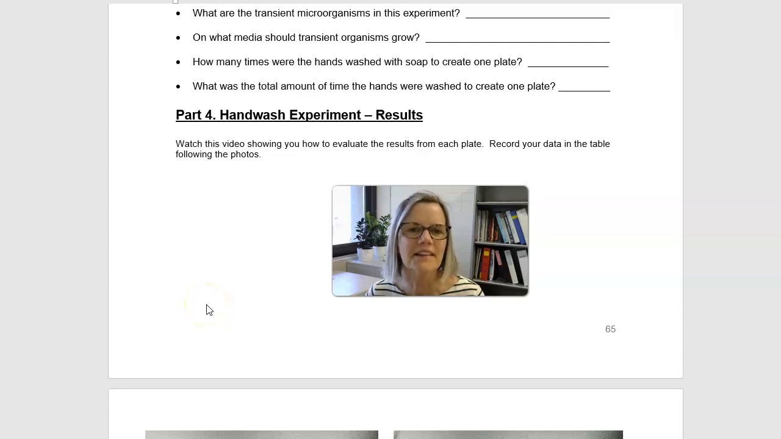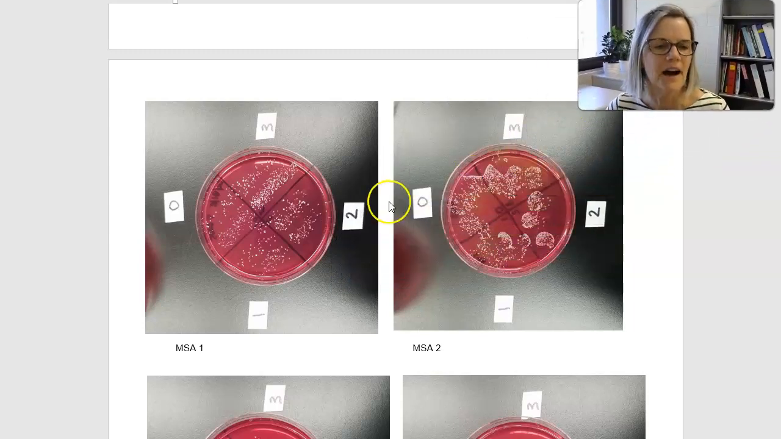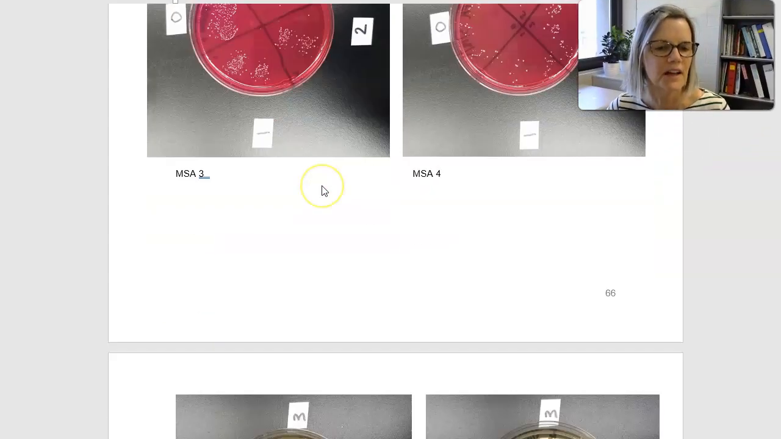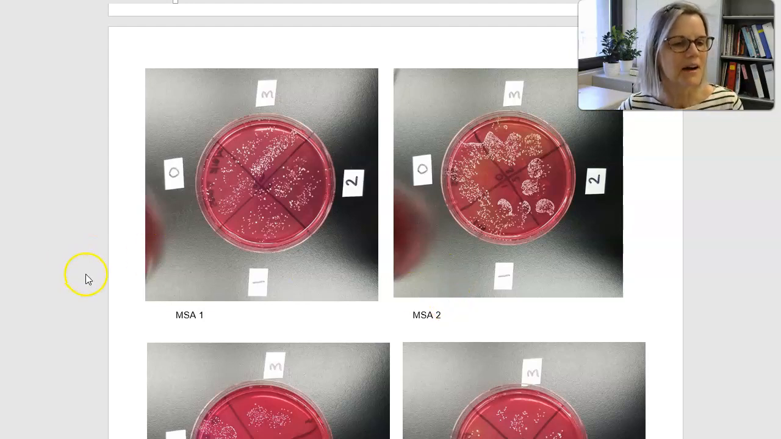Hi everyone. In this video I want to show you how to analyze your results from the hand washing experiment. You'll look at the photographs. I would recommend looking at them on your computer, where you can enlarge them or they can show you the natural colors. But first you look at MSA 1.